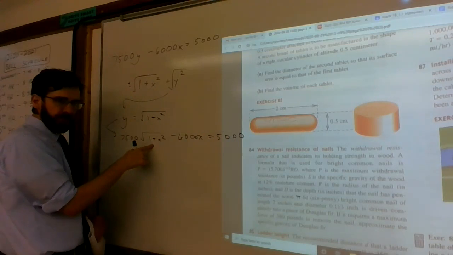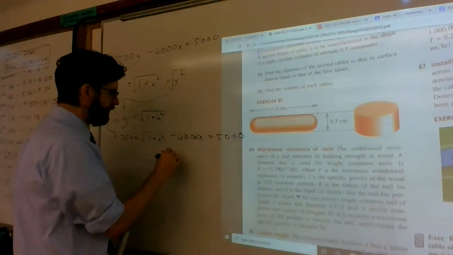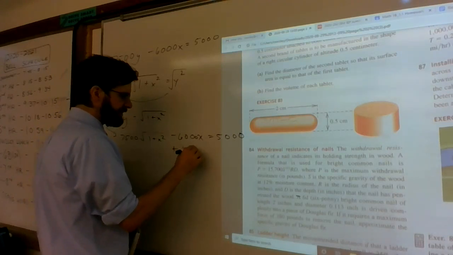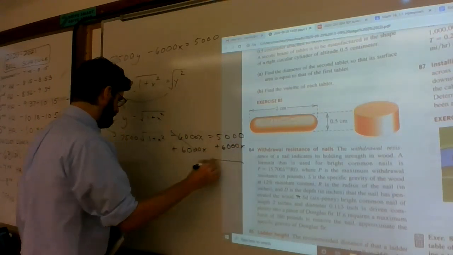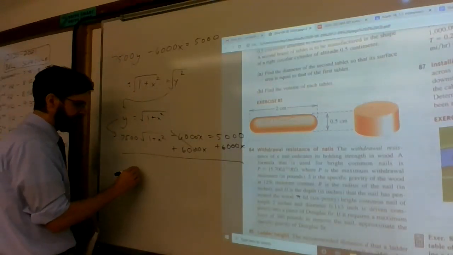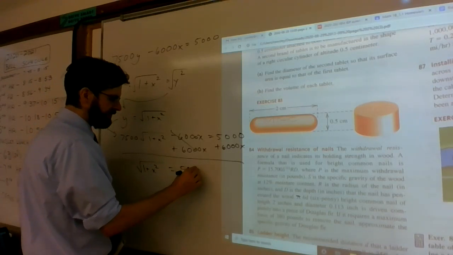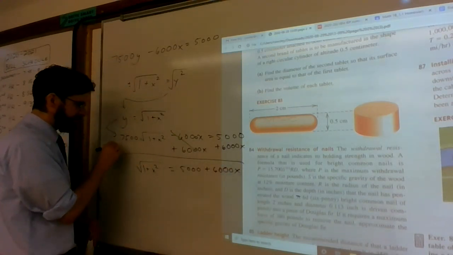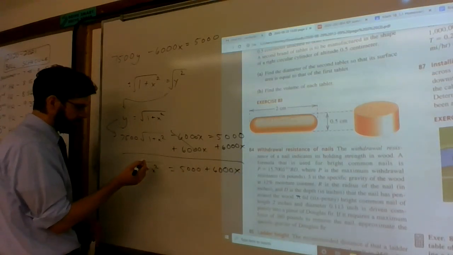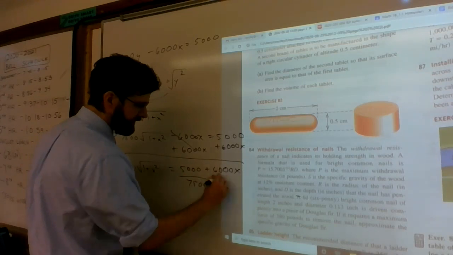To solve an equation with a root, remember we talked about getting the root by itself. So adding 6,000x and then dividing by 7,500. So 5,000 plus 6,000x divided by 7,500 on both sides.